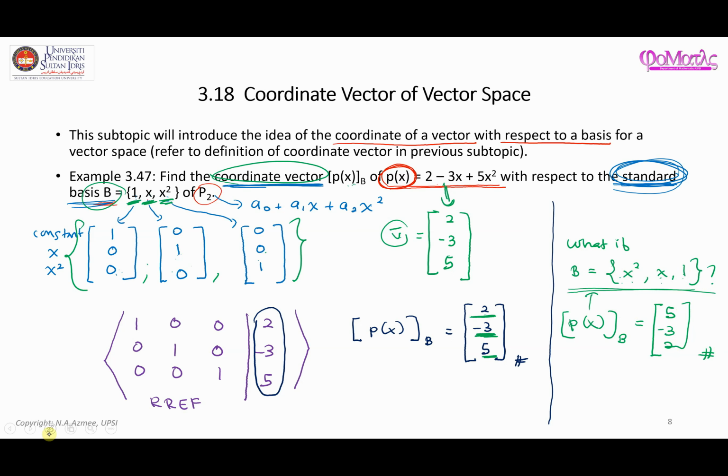Well, the long explanation is like this. So, the long explanation.